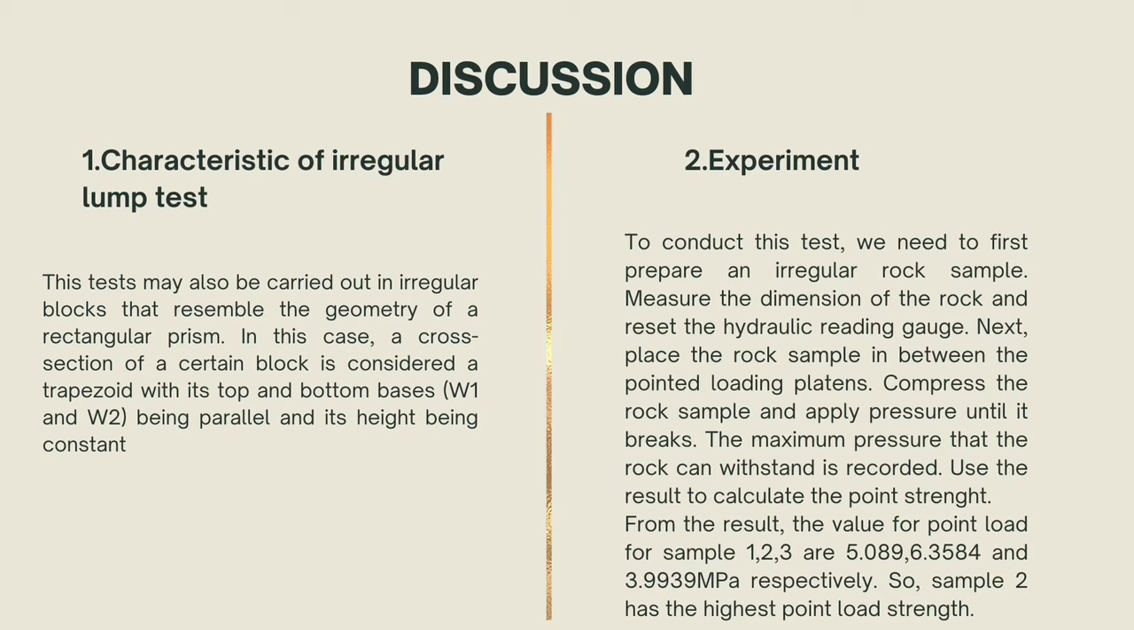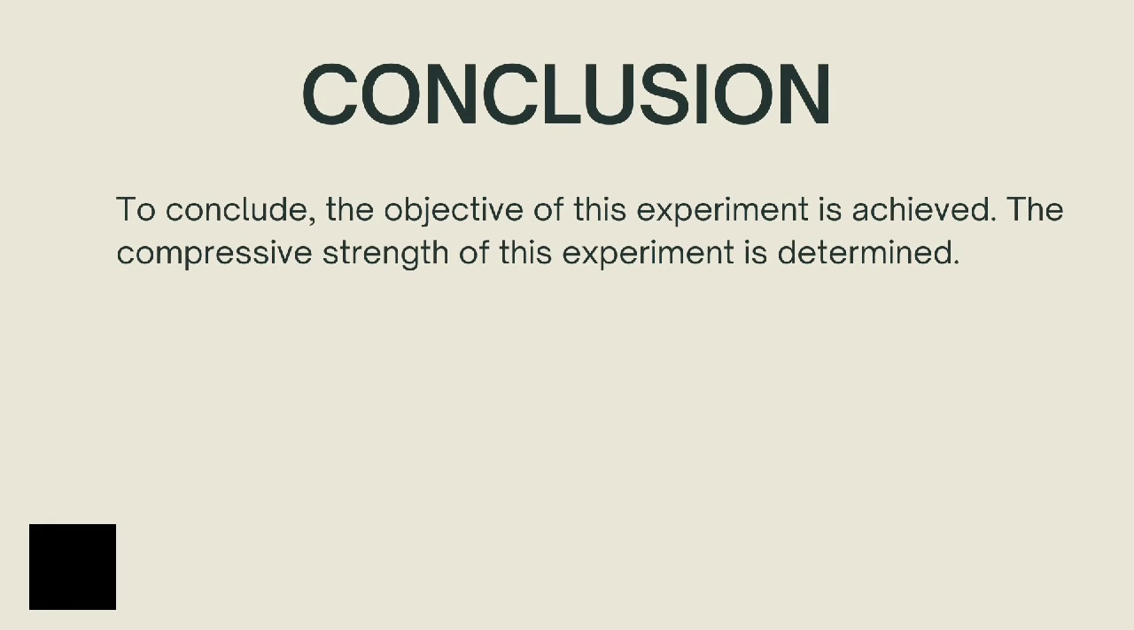From the results, the values of point load strength for samples 1, 2 and 3 are 5.0889, 6.3584 and 3.9939 MPa respectively. Hence, from this data, we can say that sample 2 has the highest point load strength. In conclusion, the experiment was successfully conducted and the objectives were achieved. We determined the compressive strength of rock specimens using the irregular lump test.